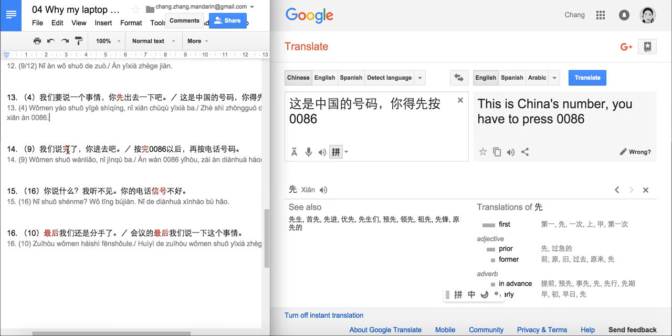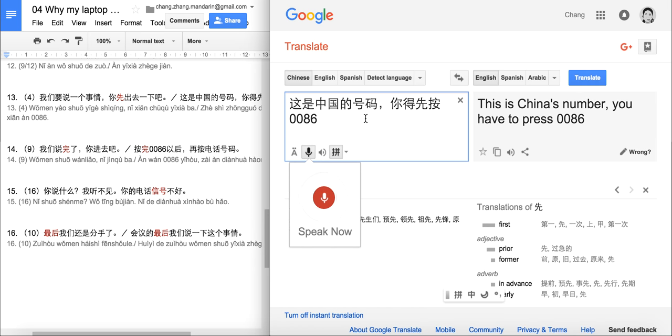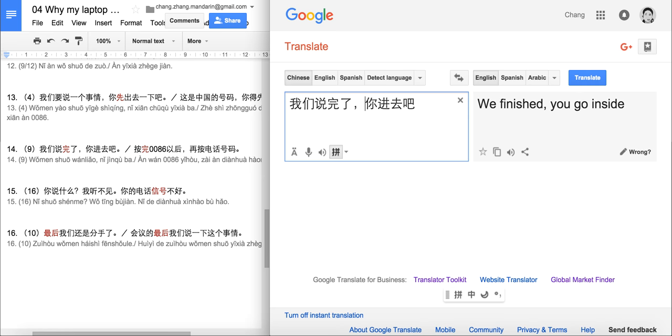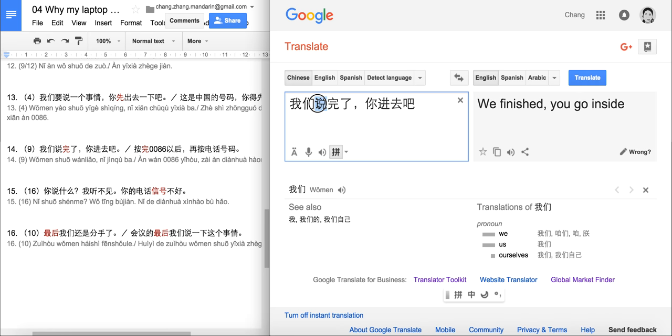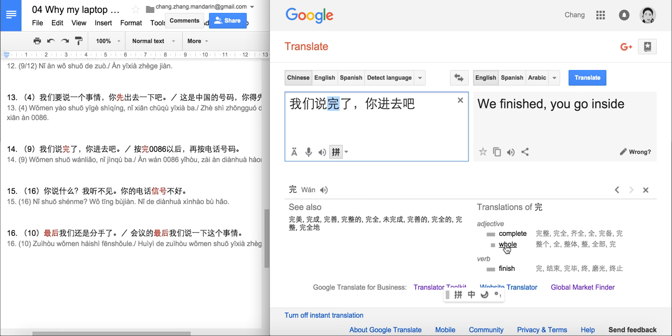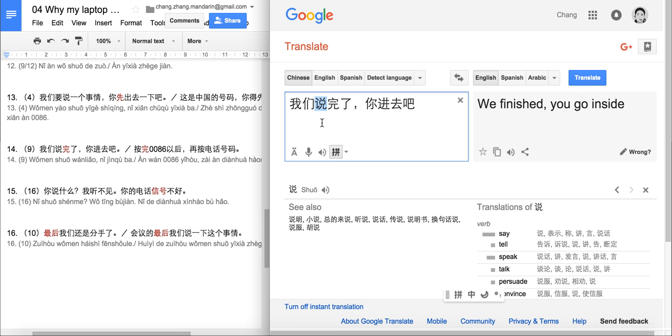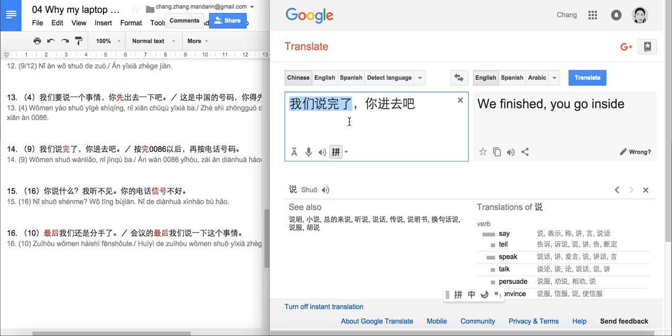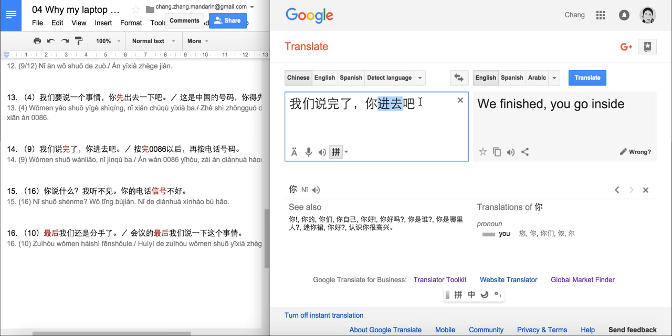Next one. 我们说完了，你进去吧。That sounds like a sentence after a sensitive matter has been discussed, and you come out of the meeting room and talk to your Chinese staff. 我们说完了, we finished our talking. The structure is 说 as the verb and 完 as the complement for the result of the verb. We've finished our talk. You can go inside now, please.